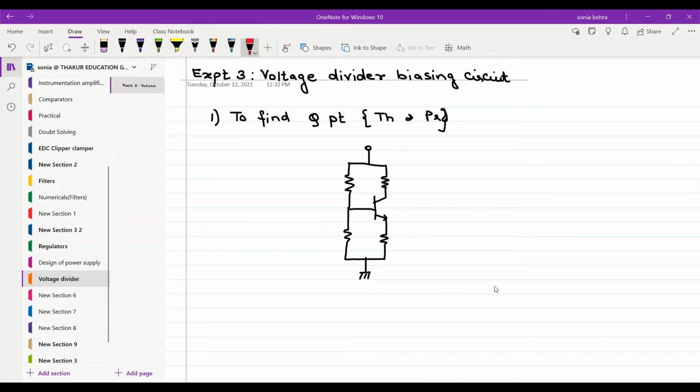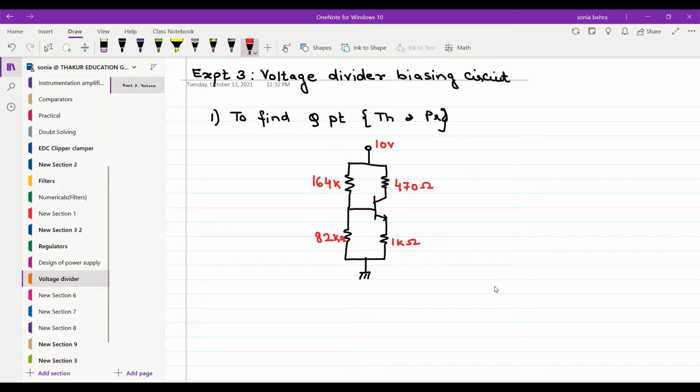The voltage VCC is given as 10 volts. Resistance RC is 470 ohms. RE is 1 kilo ohms. R1 is 164 kilo ohms. R2 is 82 kilo ohms. So you need to implement this circuit theoretically and practically.